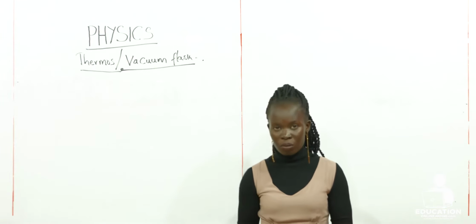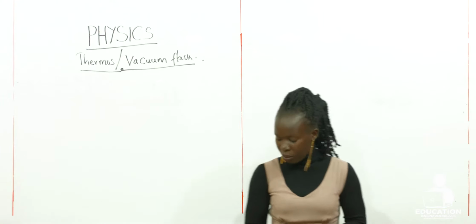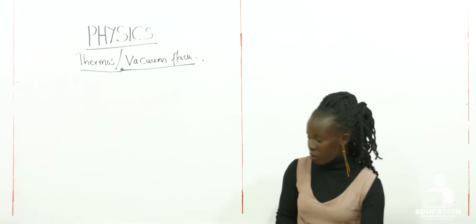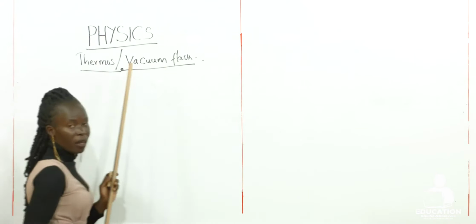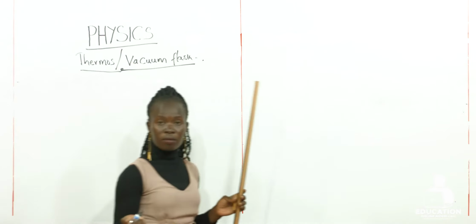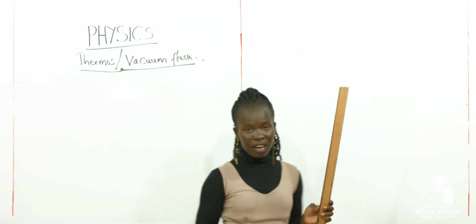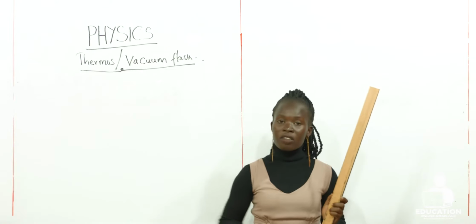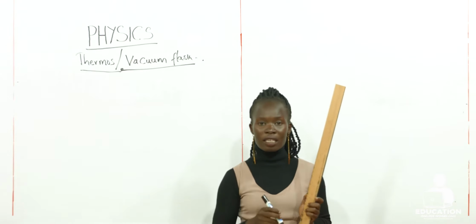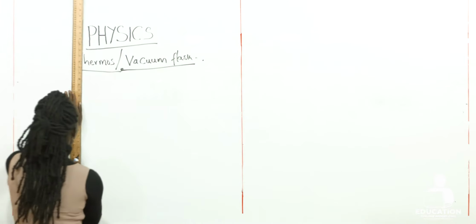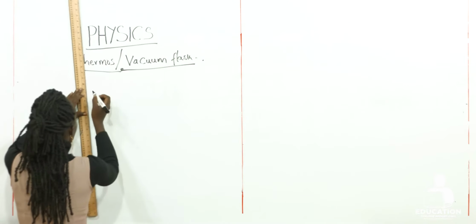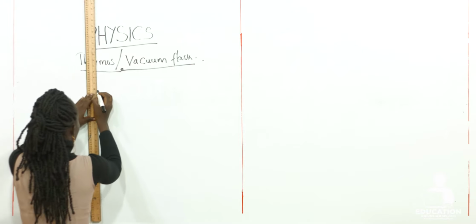Let's have a very simple diagram of this thermos. The thermos is made out of silvered surfaces. It also has a cork. It has the vacuum seal. On top of it, it also has a vacuum inside it. Let us look at the diagram here. This is a very simple one.